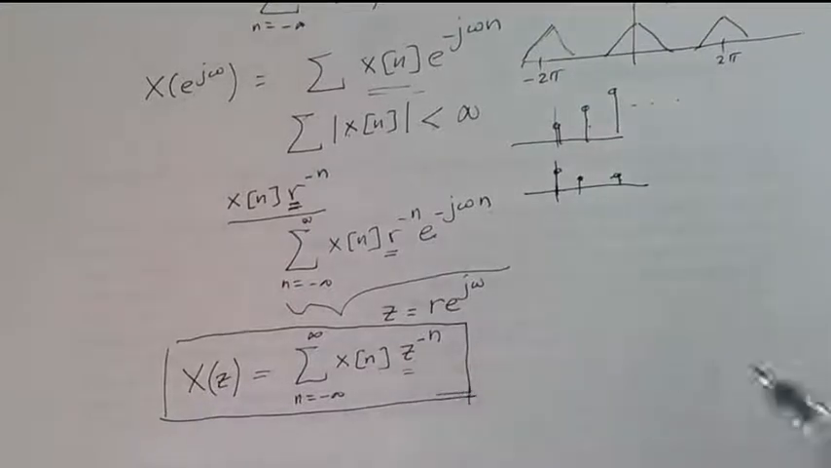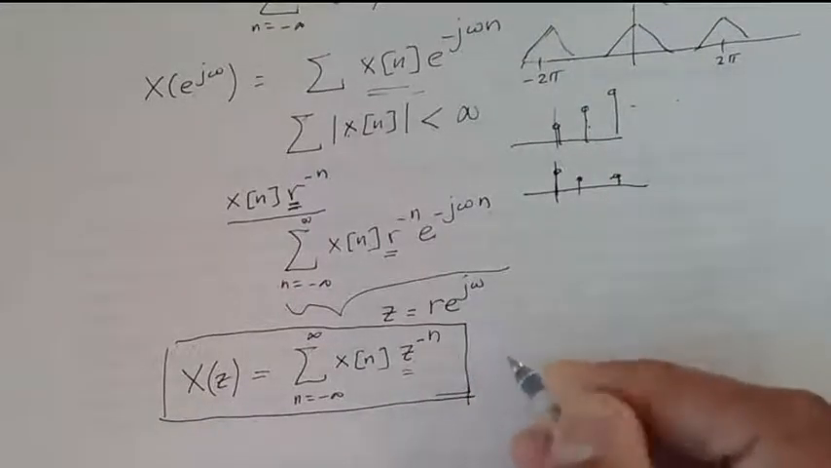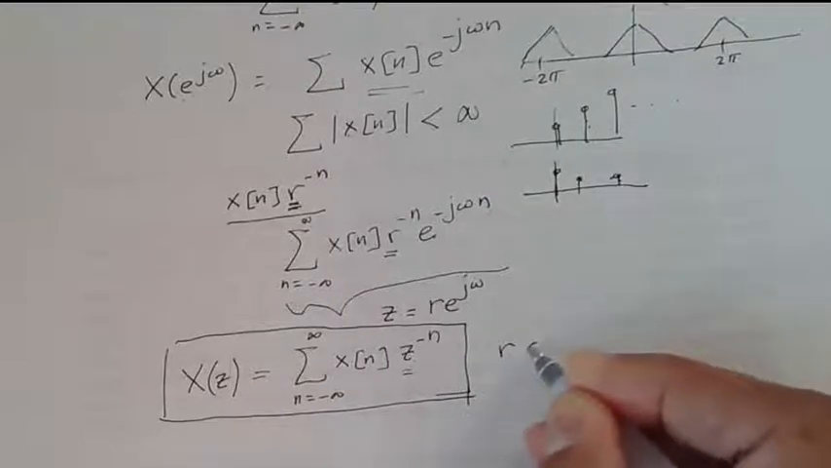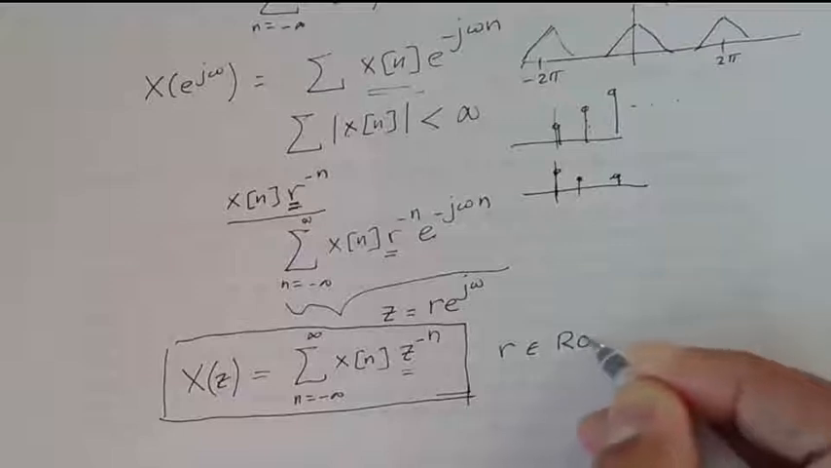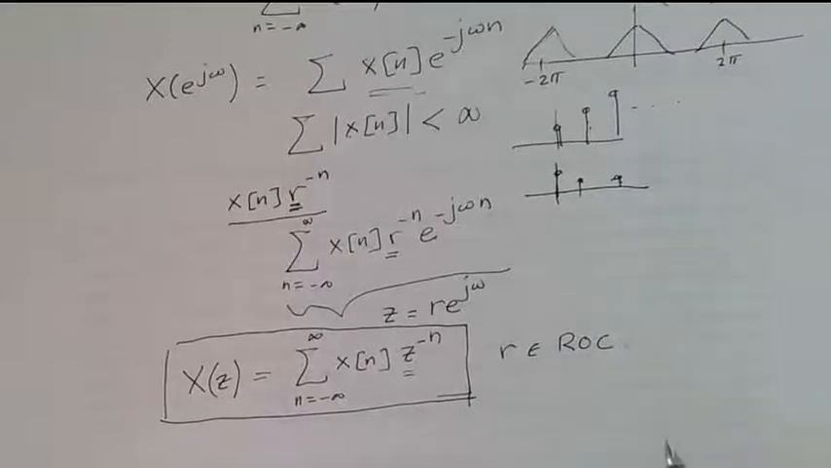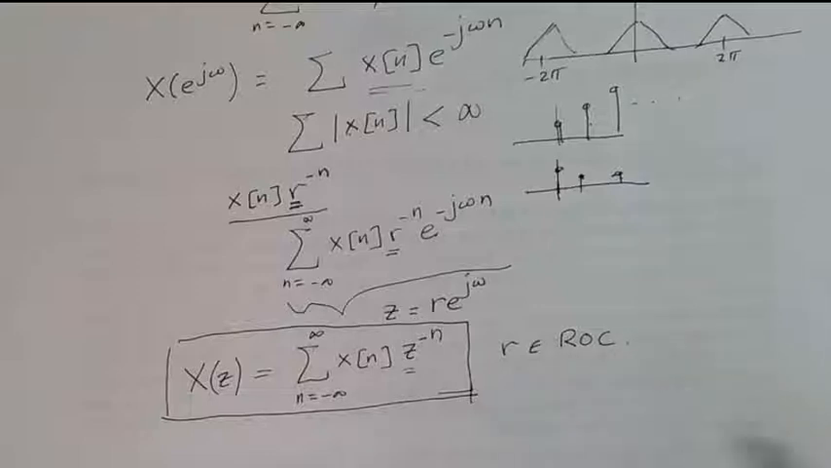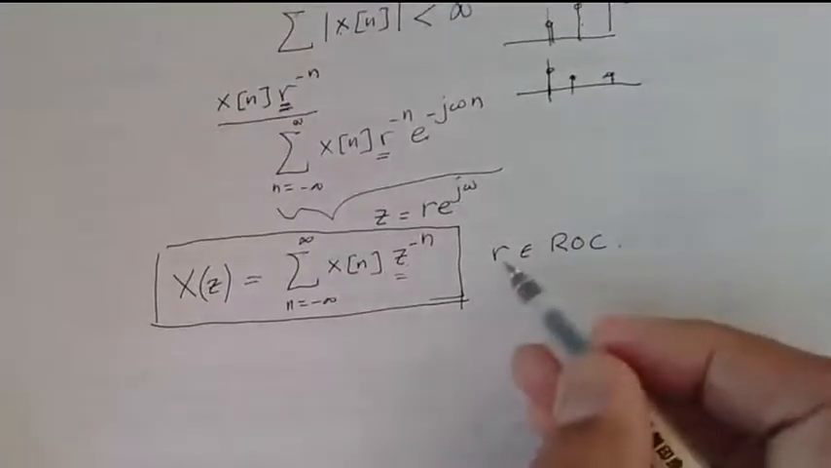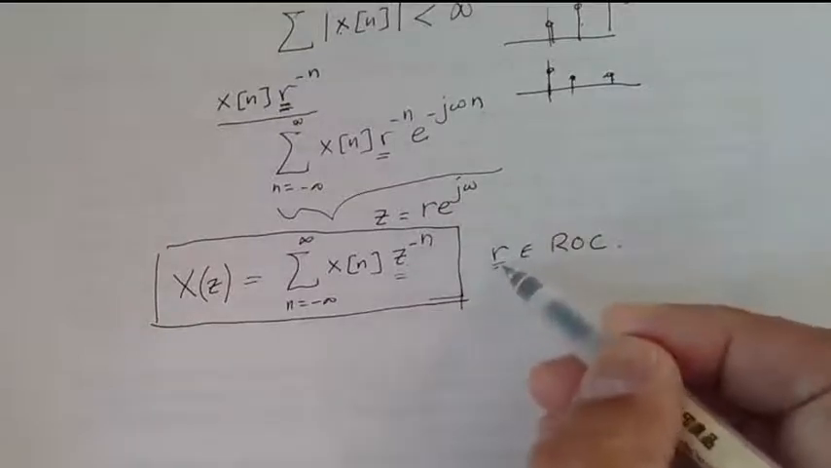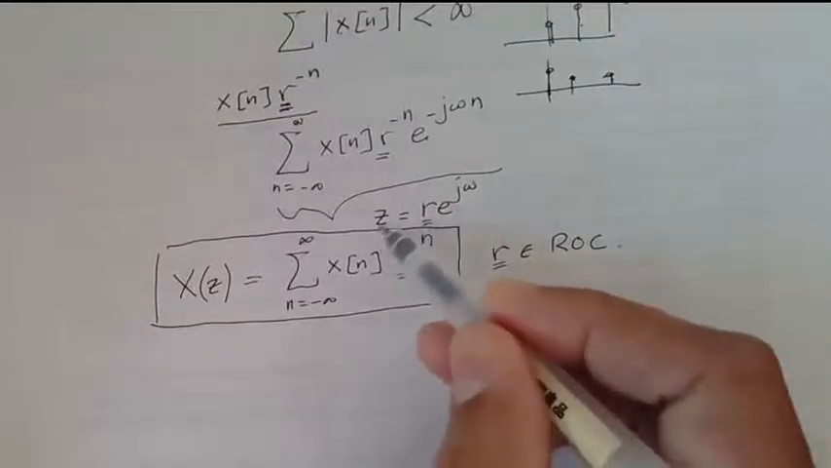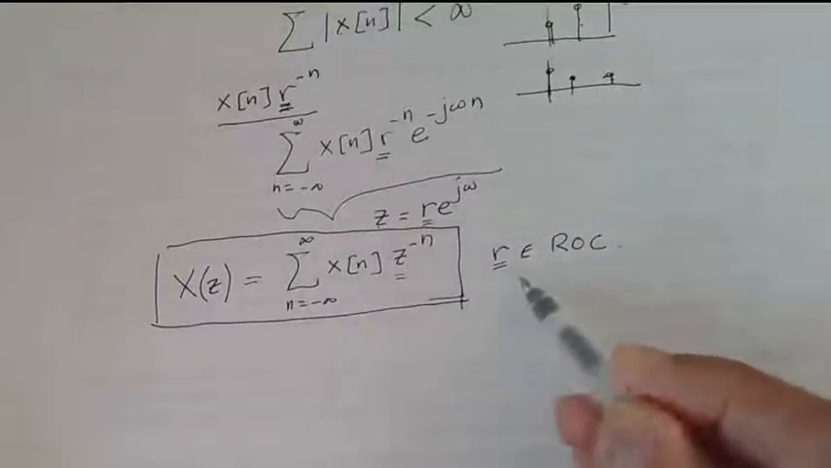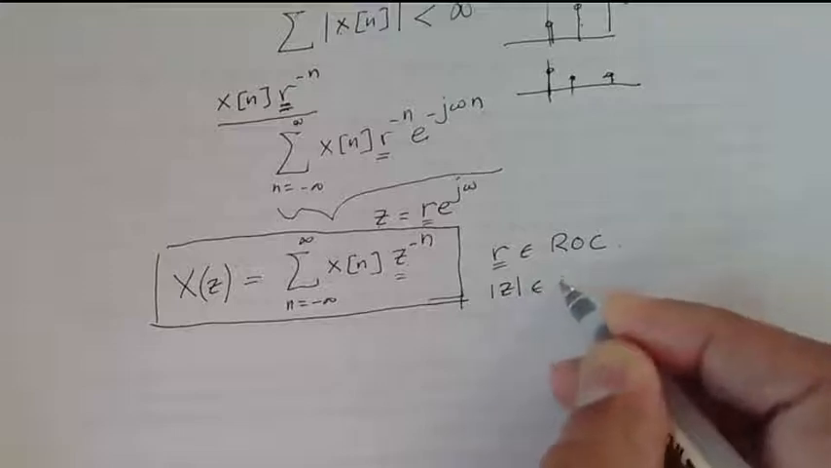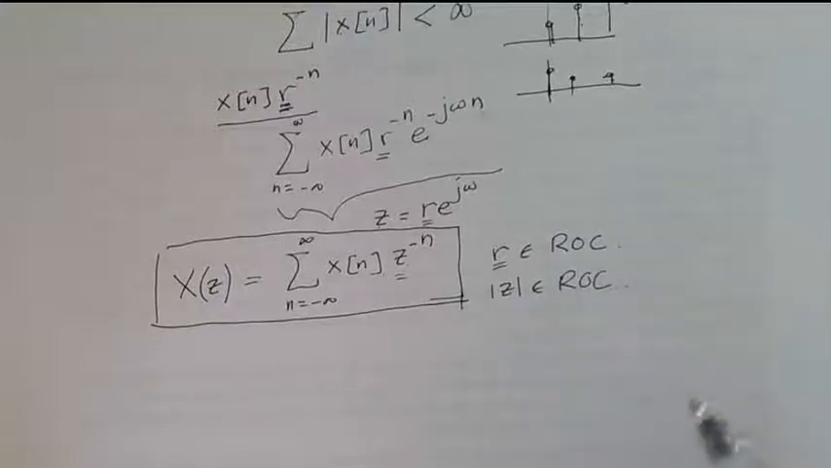Okay, and remember that this will only be valid for certain values of r. So it'll be valid for r within some region of convergence. Okay. What does that mean for r to be within a region of convergence? Well, we'll talk a lot about that later, but for the moment, let's just make sure that we understand that r is simply the magnitude of z. So what we have is r an element of a region of convergence is the same as saying z is an element of the region of convergence, right?